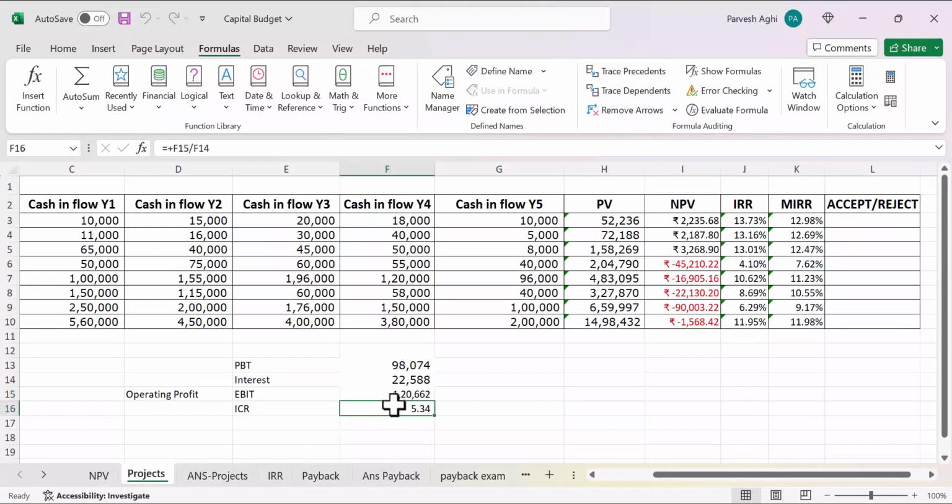So I should put my cursor here. So this is the formula. Okay, 1,20,000 divided by interest. Is that okay?